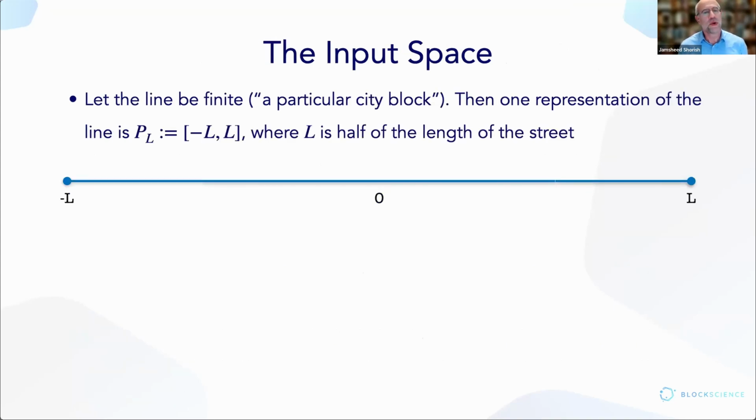So let's consider this input space in more detail. Let's let the line now, just for simplicity's sake, be finite. So it's actually a city block that you're trying to cross over. And one representation could be a line that stretches from minus capital L to capital L. So we say it's a length of 2L, and we have put a 0 point in the middle, which is just to give us a normalization.